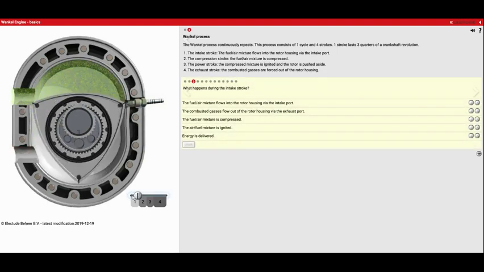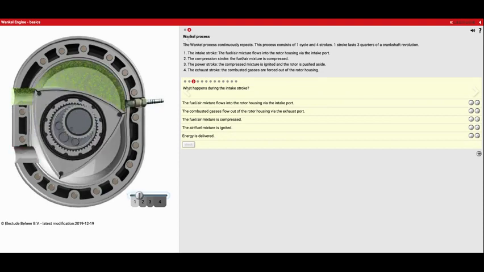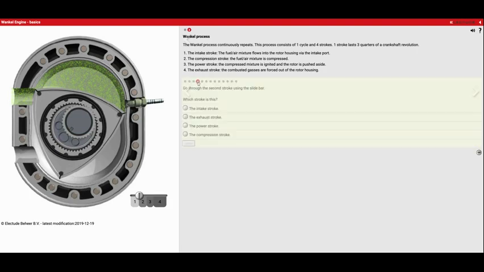Now we're going to slide between the 1 and the 2. And it's asking us what happens during the intake stroke. And during intake, the air-fuel mixture flows into the rotor housing via the intake port. So our first one is going to be true, and the rest of them are going to be false. Now we'll move on again.